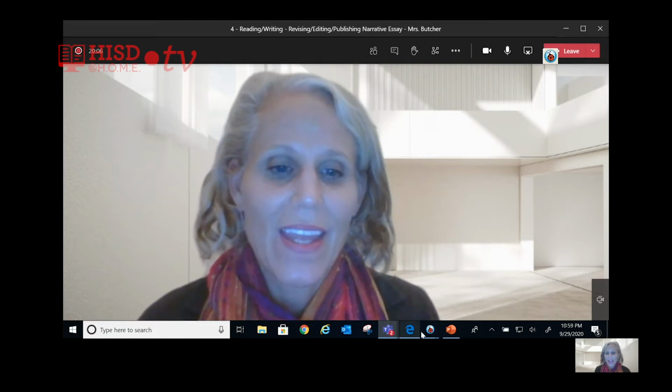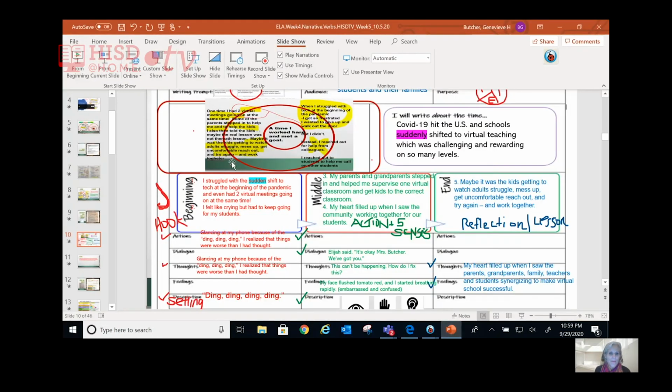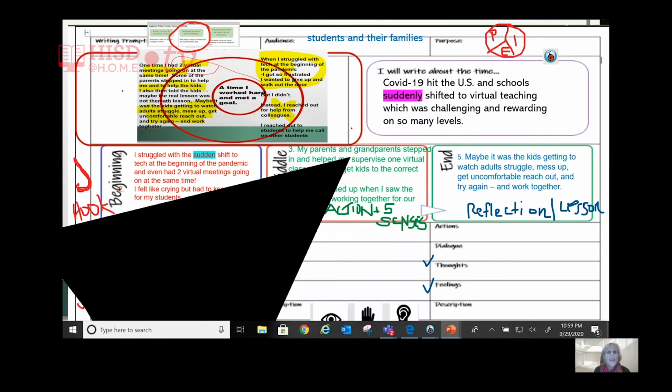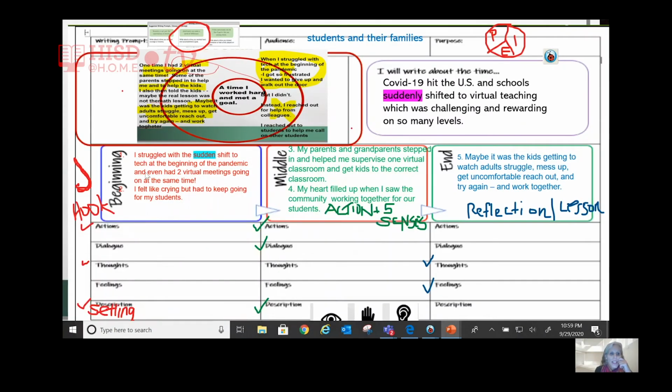Okay, now I'm back here. Okay, so here we go. Slideshow. So from this one, so we have our beginning, and I just moved it into this platform. I really like this. So here's just, we had our writing prompt, which was write about a time that you worked hard and basically met a goal. And so this is what we did. Who was our audience? We'd already decided that, okay, it's students and their families. What's the author's purpose? So I'm writing a narrative essay.